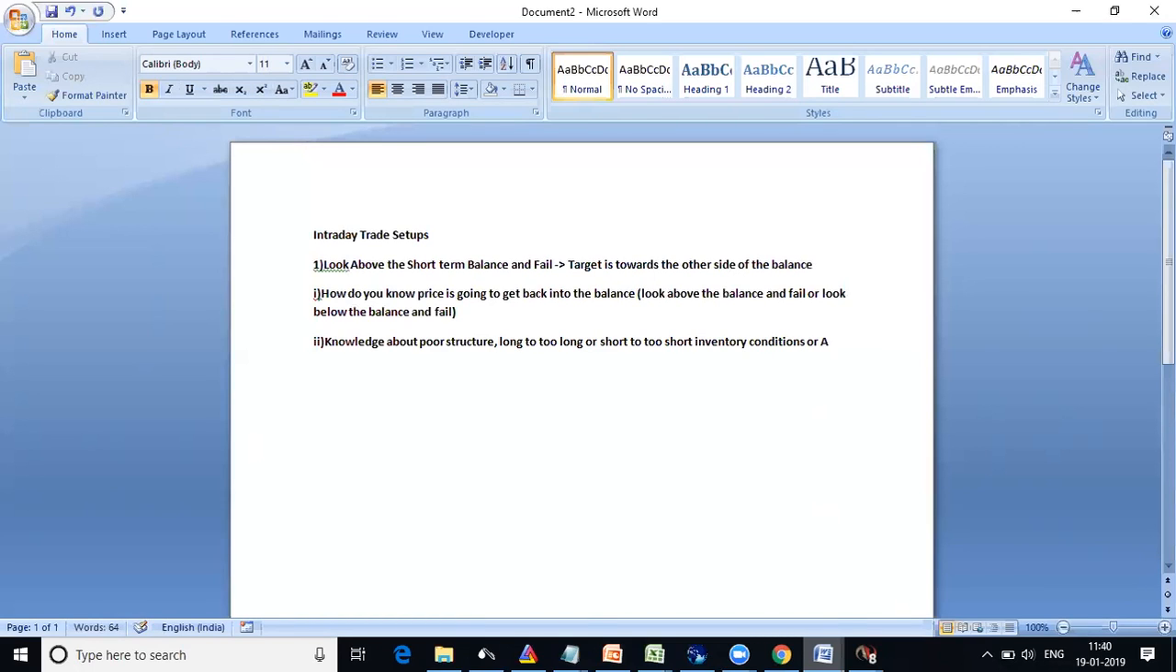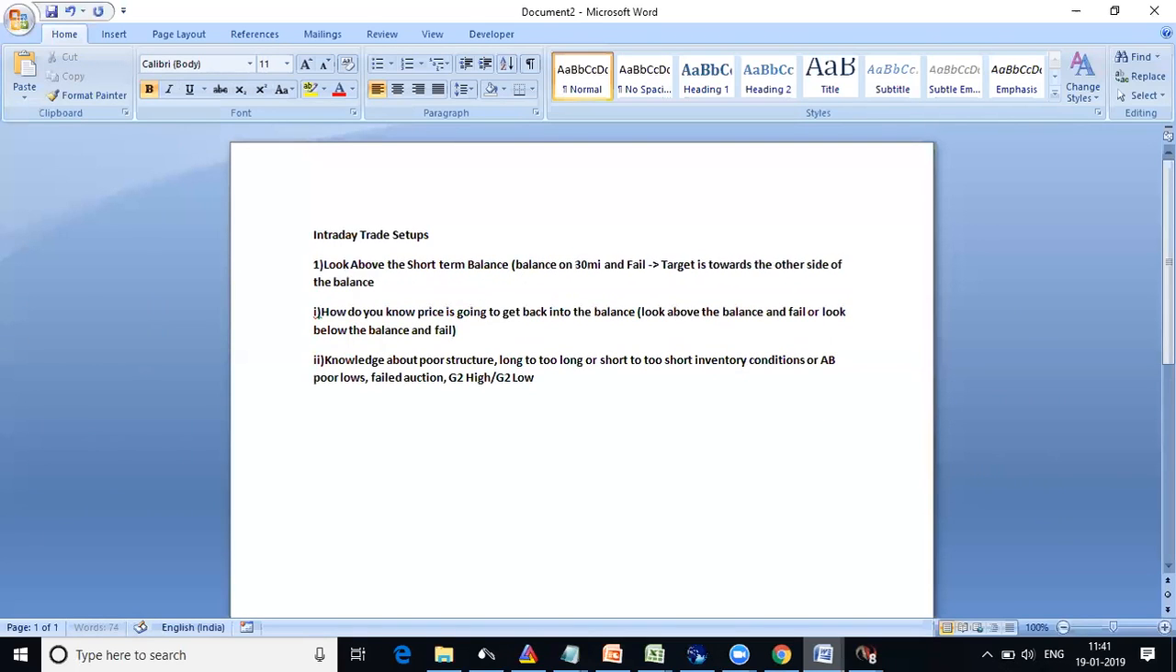Or maybe it could also come in the form of AB power lows, or in the form of failed auctions, or in the form of a G2 high or G2 low. So if you know this, if these combinations are there, and price is going above the balance, above a short-term balance. I said I'm putting a short-term balance over here. That means I'm talking about something on a 30-minute time frame. Balance on 30-minute or balance on 15-minute charts.